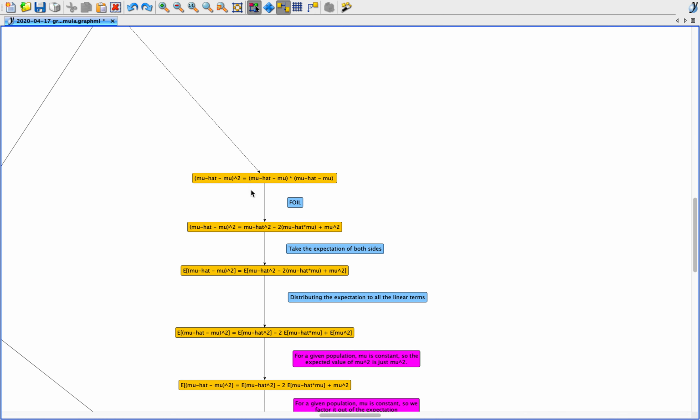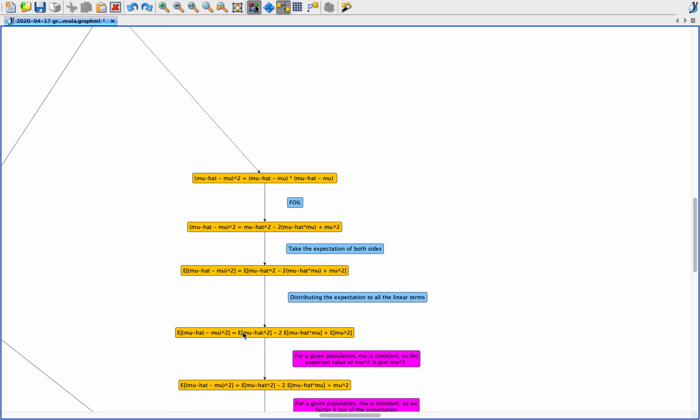So (mu hat minus mu) squared is equal to (mu hat minus mu) times (mu hat minus mu). We can FOIL. That's equal to mu hat squared minus 2 mu hat times mu plus mu squared. Then we can take the expectation of both sides. The expectation of (mu hat minus mu) squared is equal to the expectation of mu hat squared minus 2 mu hat mu plus mu squared. We're just taking the expectation of both sides.